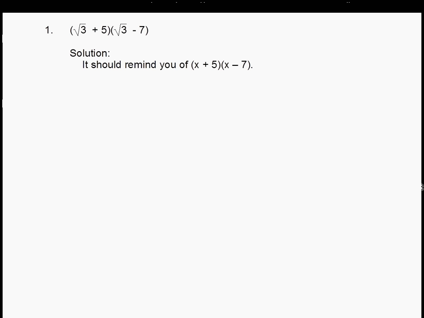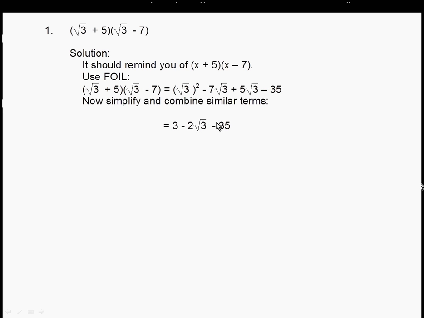So it's FOIL. So when I do my first, square root of 3 times square root of 3, I get square root of 3 squared. Your outer, minus 7 square root of 3. Your inner, plus 5 square root of 3. And your last, minus 35. Okay, notice like the good FOILs, the outer and inner combine, but remember the square root of 3 squared is going to be 3, because you get the square root of 9, which is 3.